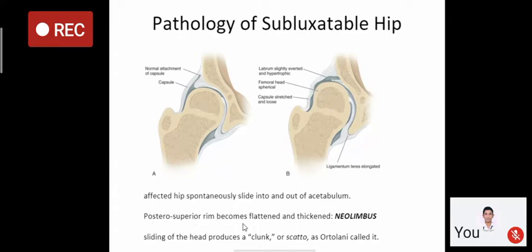posterosuperior rim becomes flattened and thickened, and it will lead on to formation of neolimbus, and sliding of the head produces a clunk, as Ortolani has called it. It's a clunk.